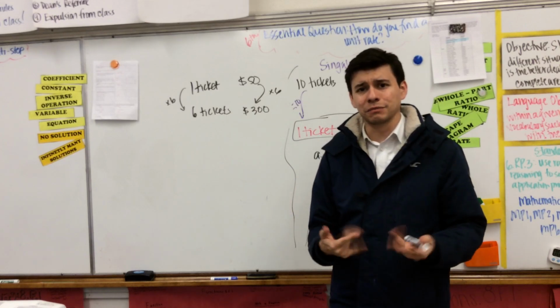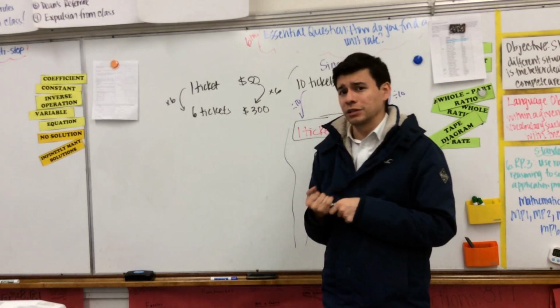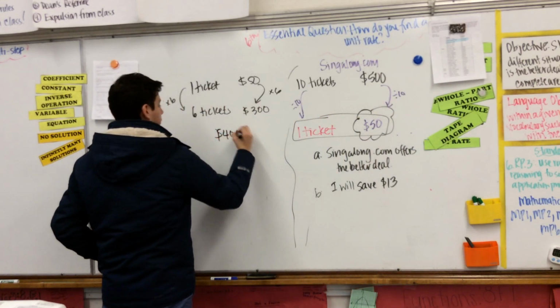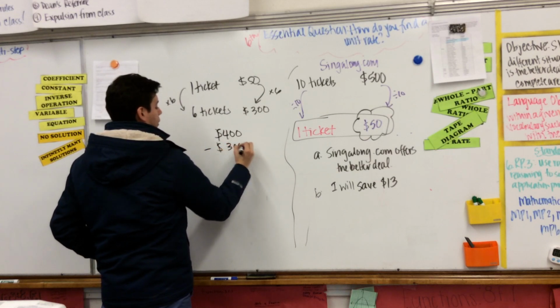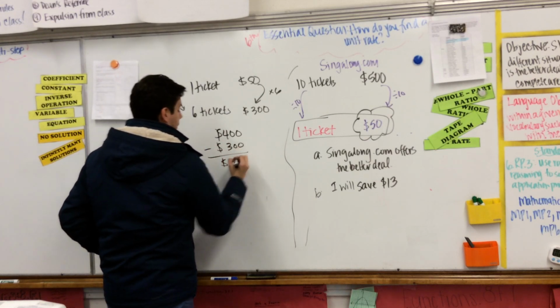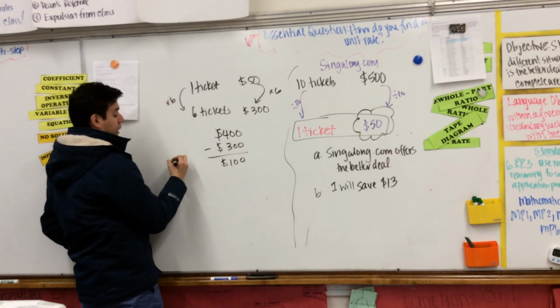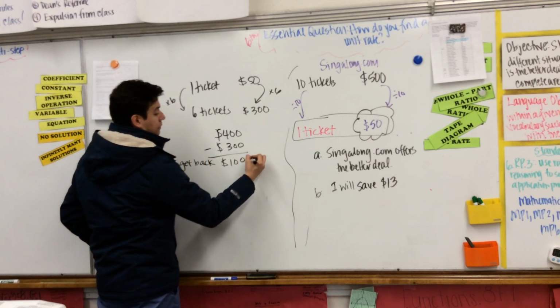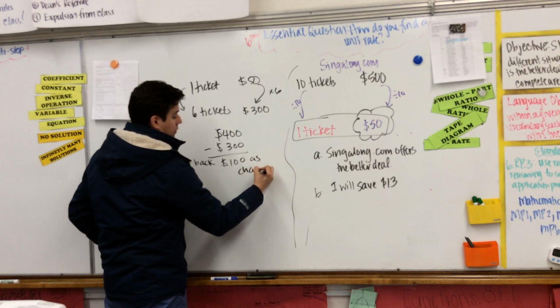Well, that's easy. You just subtract 400 minus 300, right? So I pay with $400. I get charged $300. So that means I get back $100 as change.